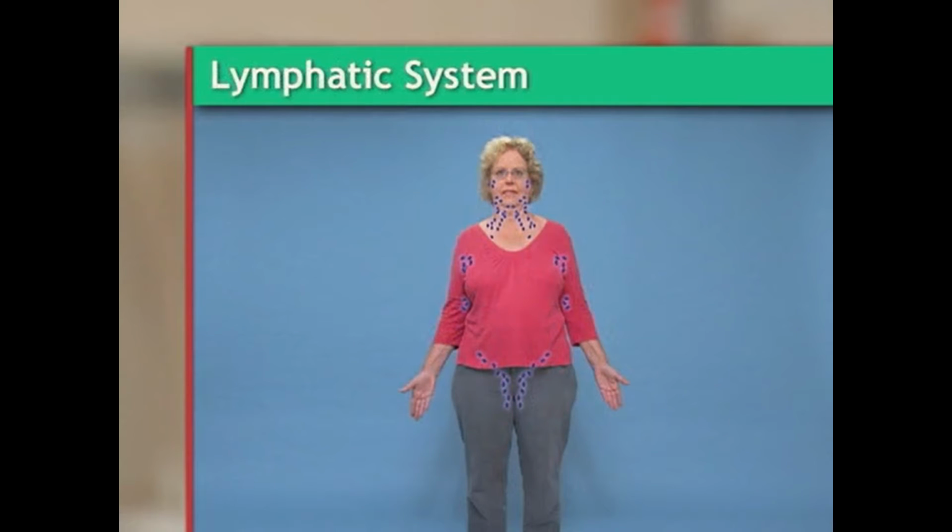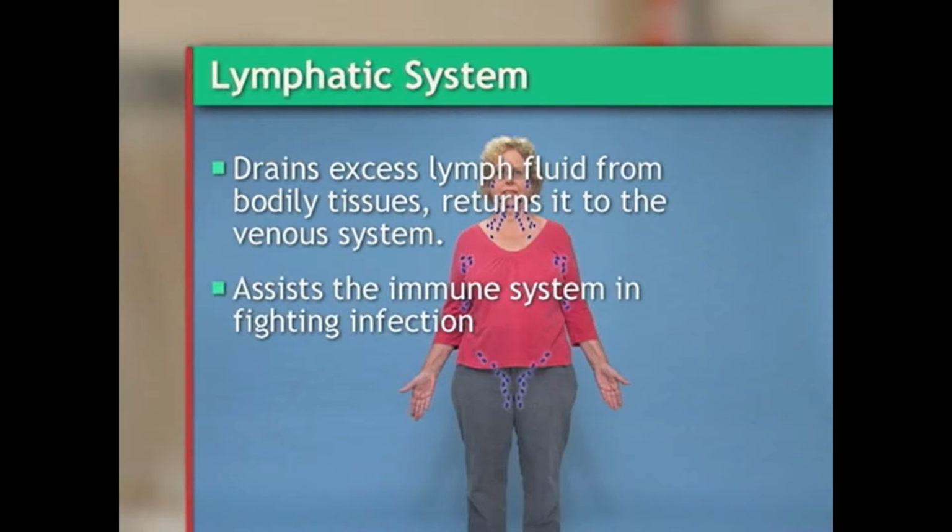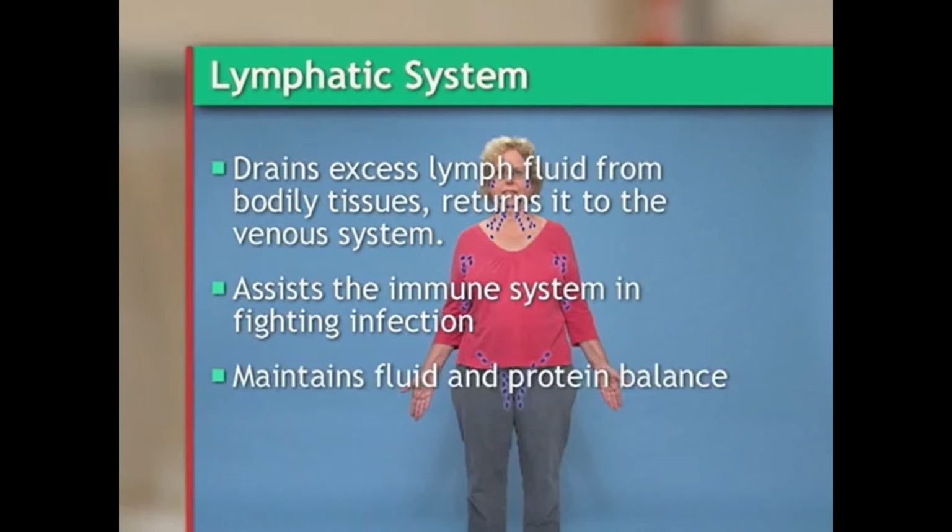The lymphatic system supports the vascular system. It consists of lymph nodes, which are essentially filters, and lymphatic capillaries and vessels. The purpose of the lymphatic system is to drain excess lymph fluid from bodily tissues and return it to the venous system. During this process, the lymphatic system assists the immune system in fighting infection and maintains fluid and protein balance.